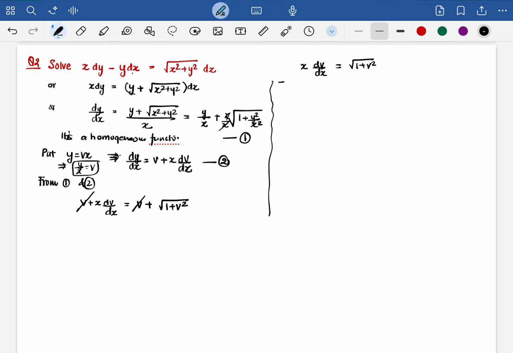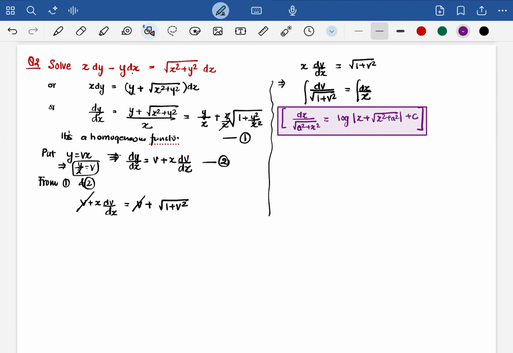Now we can separate the variables on each side. So can we say dv by under root of 1 plus v square is equal to dx by x. Then integrate it. The integration of this is quite simple, but it requires a formula for you to solve. If you recall the integration formula, dx divided by under root of a square plus x square is nothing but equal to log of x plus under root of x square plus a square plus the constant of integration. So this is the formula for the integration.